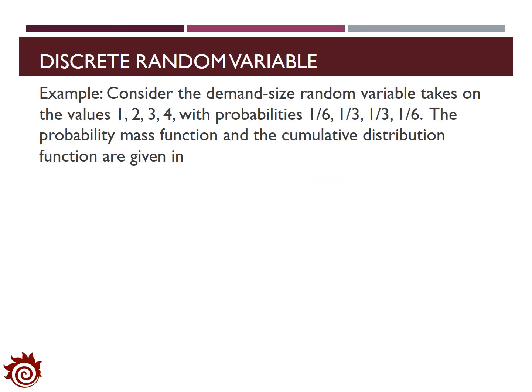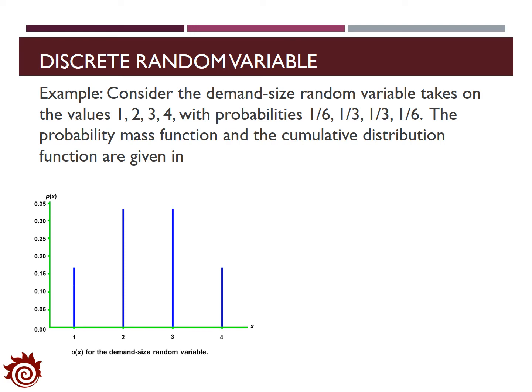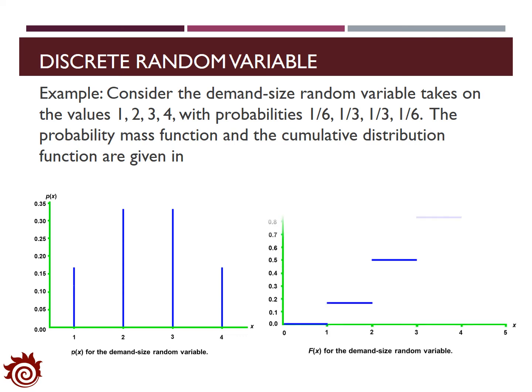This slide shows one example of a discrete random variable. Consider a demand size random variable that takes the values 1, 2, 3, and 4 with probabilities of 1/6, 1/3, 1/3, and 1/6. The probability mass function can be represented in the figure on the left, which shows the probability for each value. The figure on the right shows the cumulative distribution function, and you can find that the probability increases from 0 to 1.